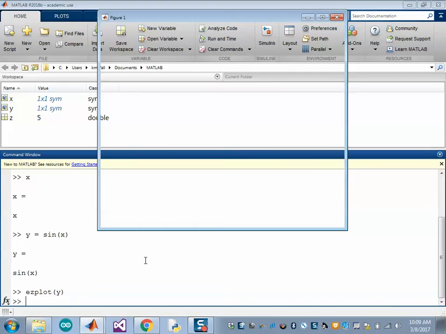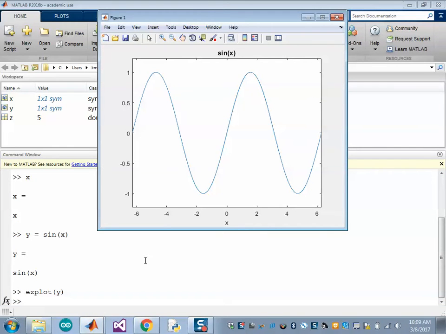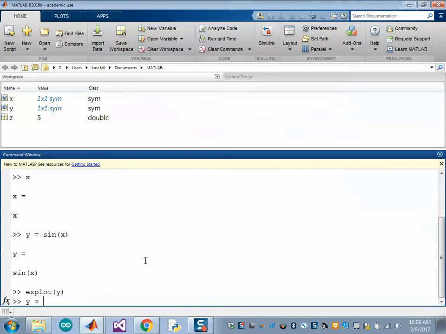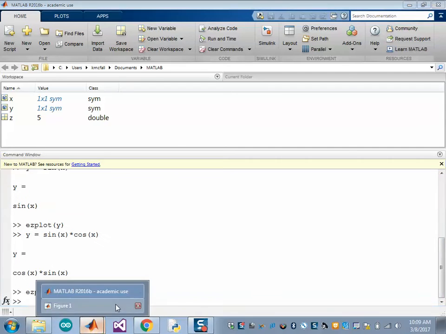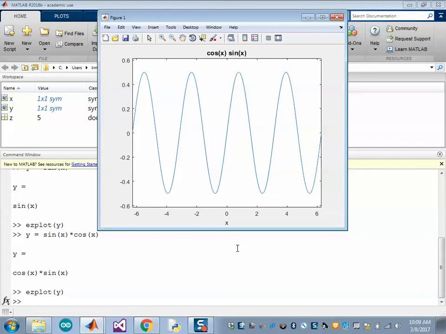Well, plot y. Well, there's y. I told it that it was sine of x, and it's like, okay, it's sine of x. I'll go ahead and plot sine of x. So this is really cool. So you can create some function. You say y is equal to sine of x. You can say y is equal to sine of x times cosine of x. You can make this be some compound function, and then I can do easy plot of y. And again, that's what sine of x cosine of x times sine of x is.